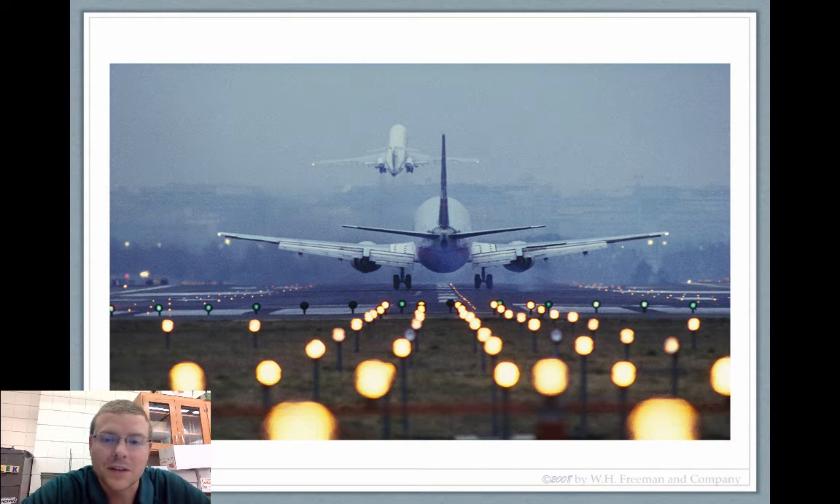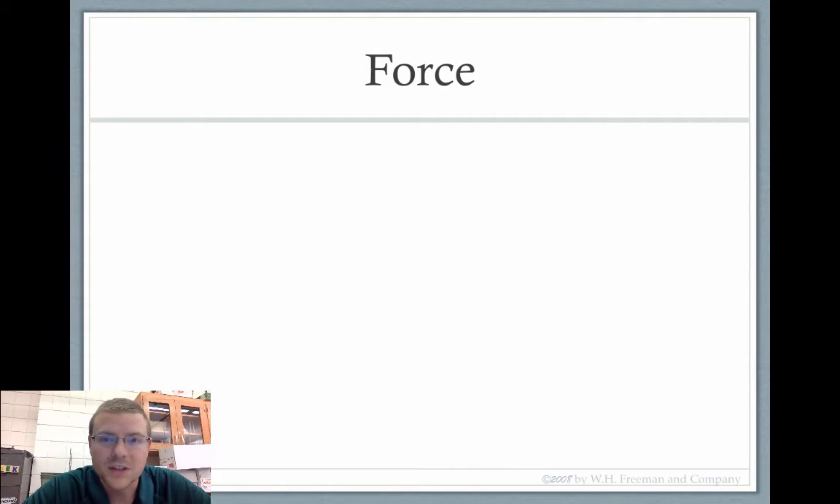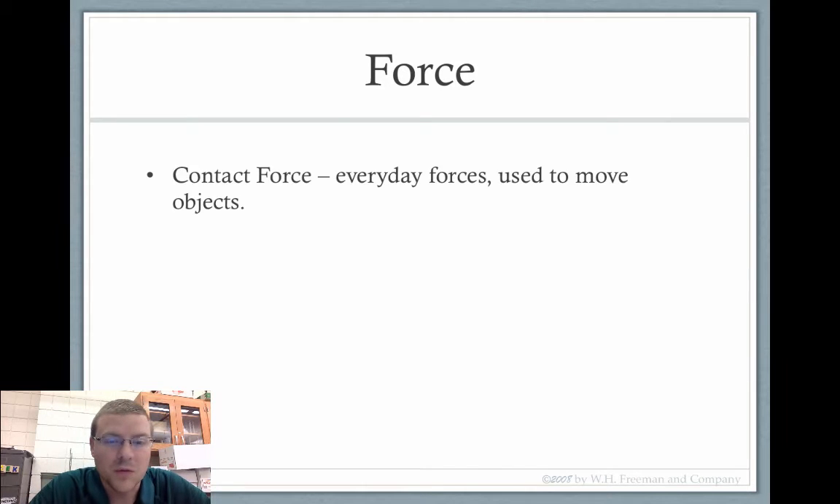Like you see here, these planes are obviously either landing or taking off, so they're going from a state of rest to motion or from motion to rest, and what's going to cause that is an acceleration. Where do the accelerations come from? That's what we're going to explore in here. Accelerations come from force.